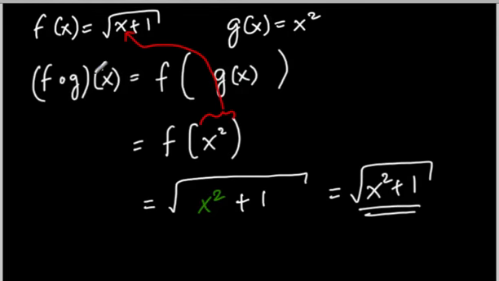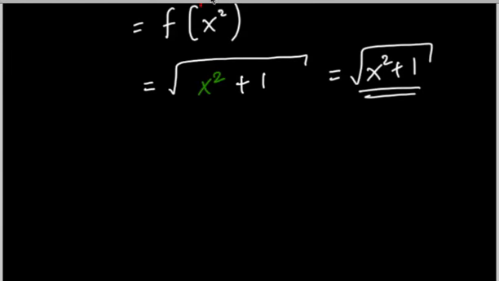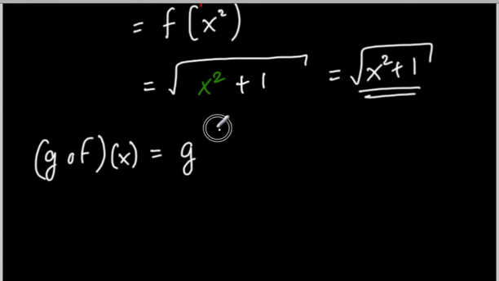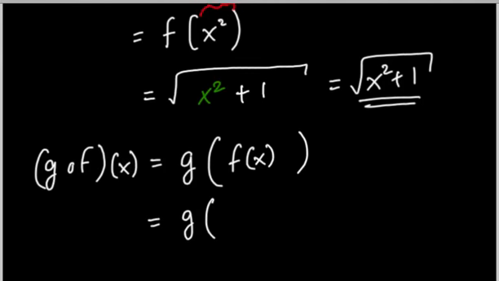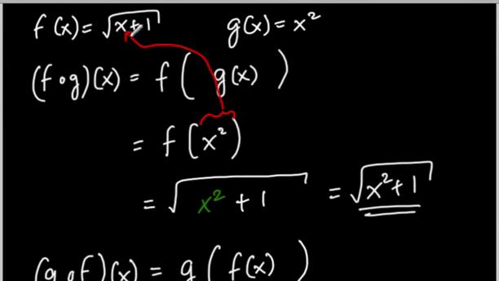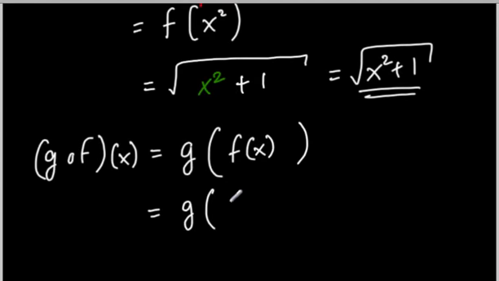Now let's do the opposite. Let's try to find what g of f of x is, okay? So let's do that here. So g of f of x, right? What that means, as we said before, is that it's g, and in its argument, I'm going to put f of x. In other words, my input is now f of x. So let's look at what f of x is. We said f of x is the square root of x plus 1. So we're going to put x plus 1 in the square root.